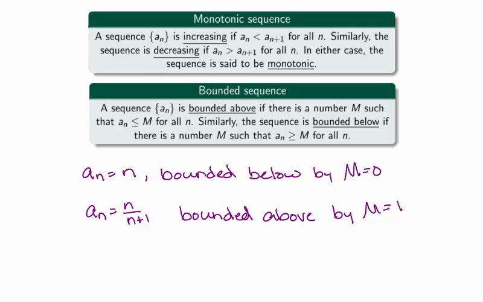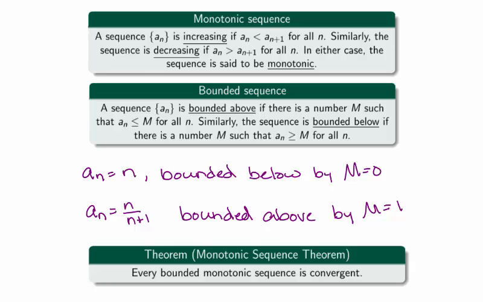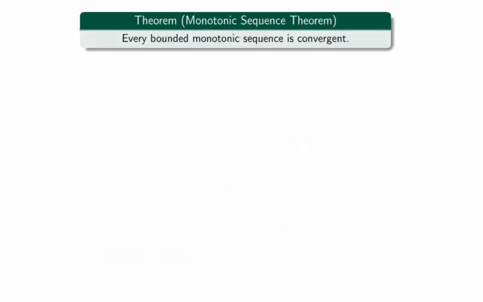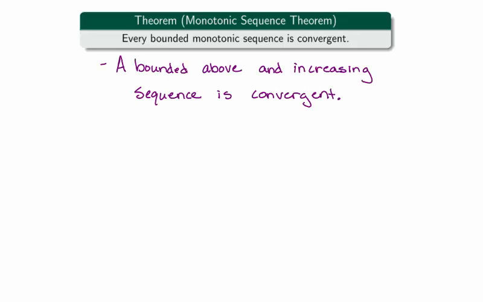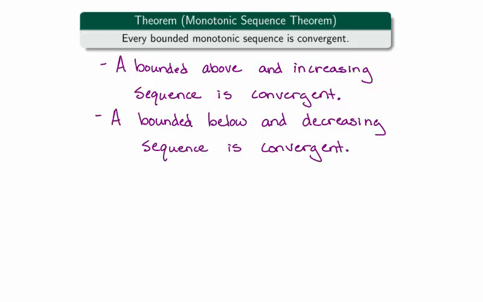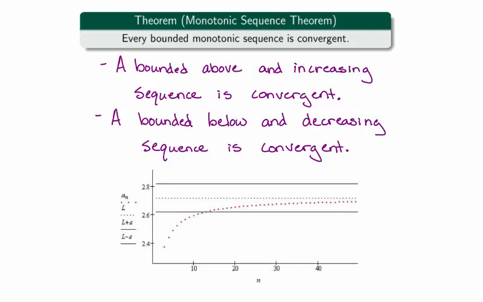With these two definitions in mind, we have the following natural theorem, the monotonic sequence theorem. It says every bounded monotonic sequence is convergent. We must be careful when applying this theorem. Our setup has to make sense. This theorem more precisely says a bounded above and increasing sequence is convergent, and a bounded below and decreasing sequence is convergent. The following figure shows a bounded above and increasing sequence. Notice how these two properties force the sequence to achieve a limit.